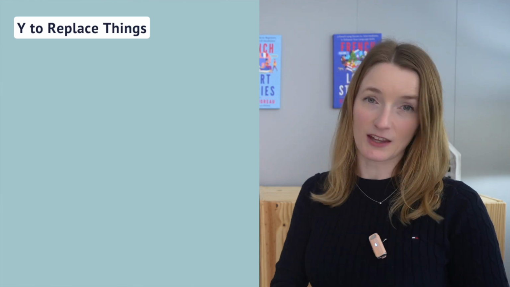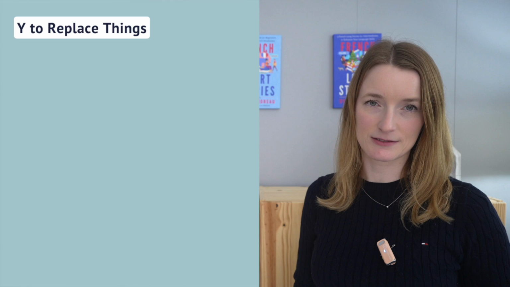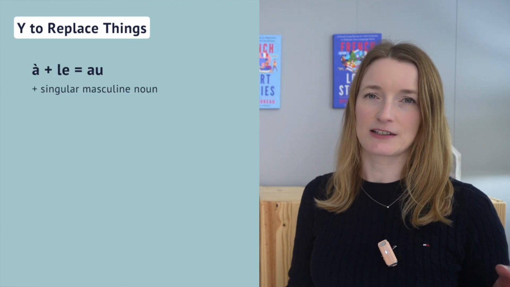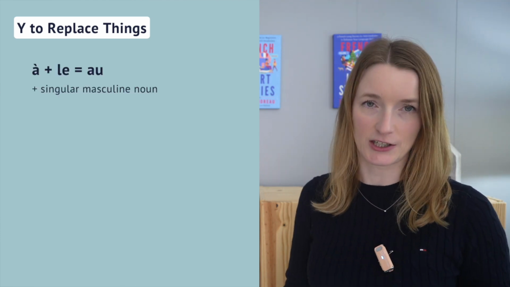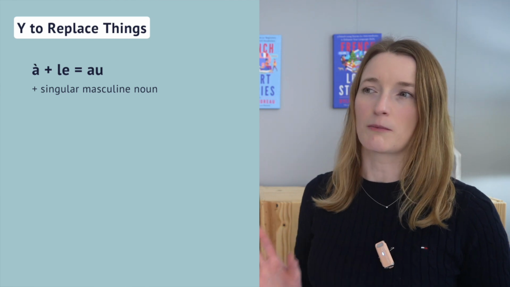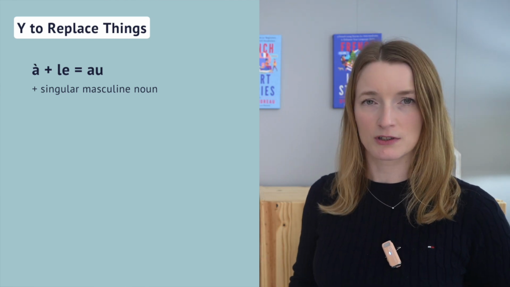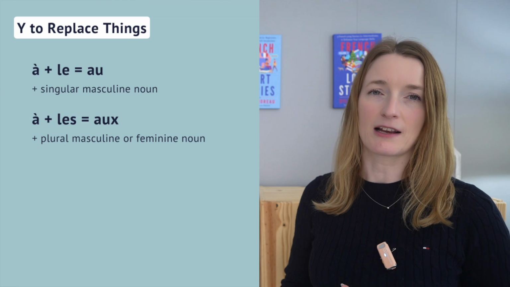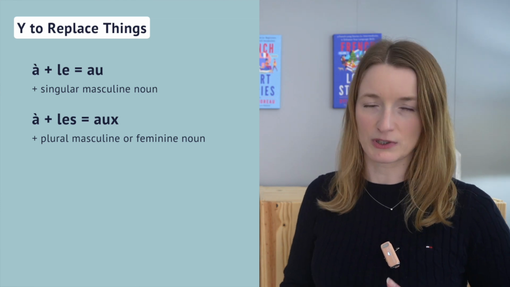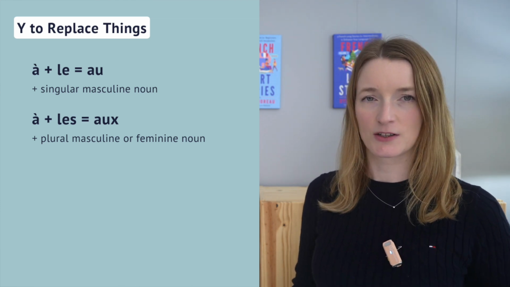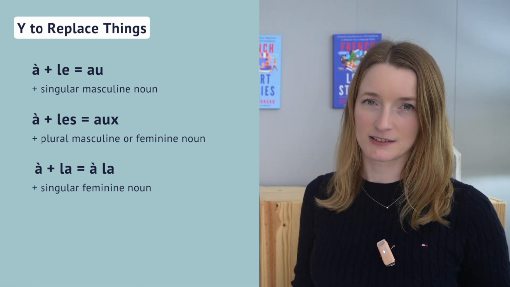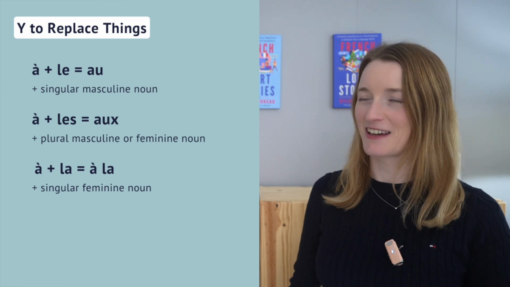Now Y can also be used to replace things. For things, we'll mostly use Y to replace a noun introduced by the preposition à as well. The preposition à can have the following forms. It can change. When à is followed by le, it becomes au. When à is followed by les, it becomes aux, with an x at the end for the plural. When à is followed by la, we say the same: à la.